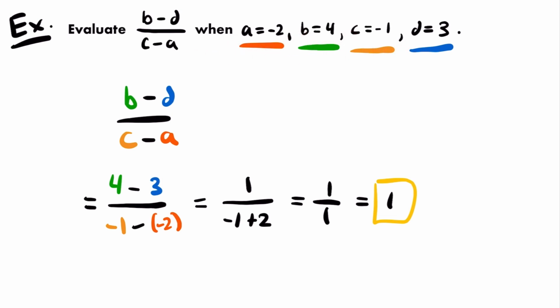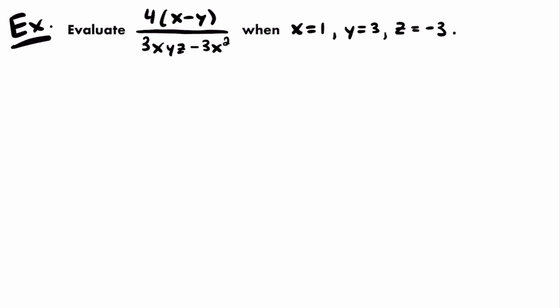Okay, let's take a look at one more example for this video. All right, so for our last example, we want to evaluate this variable expression, which as you can see is far more involved than our previous examples. This is the most complicated expression that we have looked at so far. So this is really going to test what you learned in this video. Specifically, the variable expression is 4 multiplied by the quantity x minus y, all divided by 3 times x times y times z minus 3 times x squared.